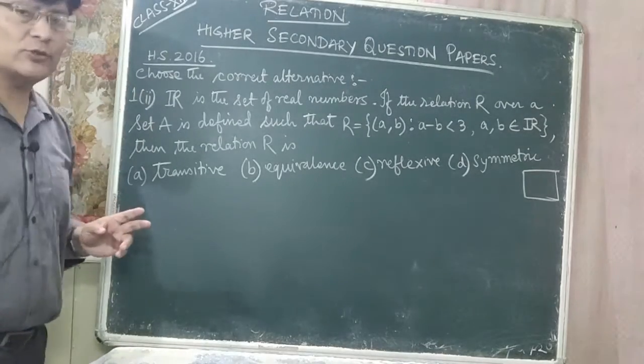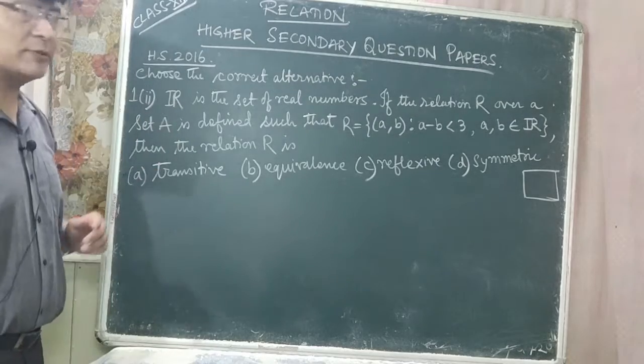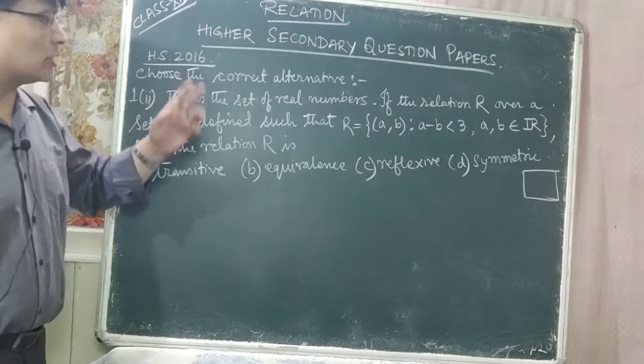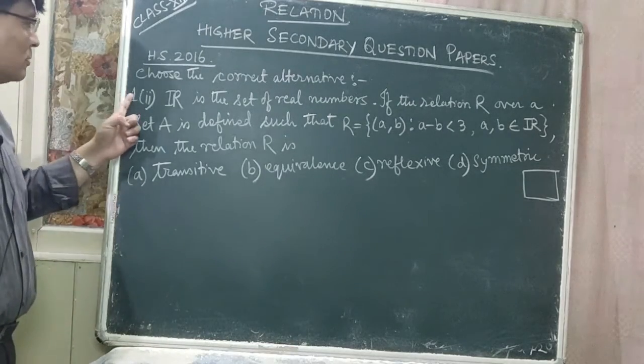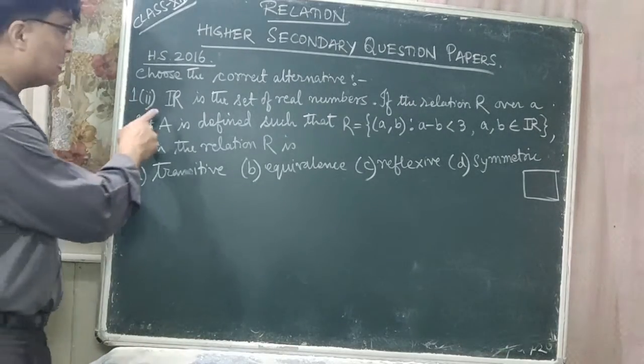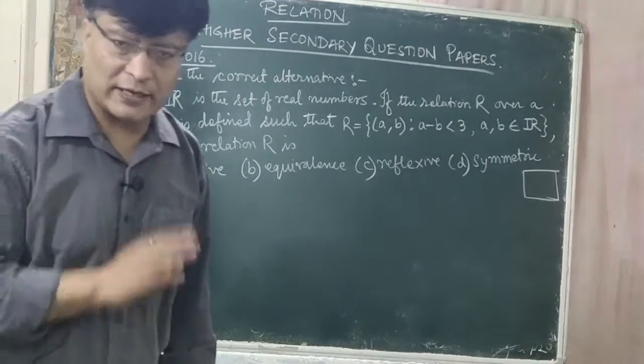In this case also this question is from objective questions. This is also objective type of questions. Choose the correct alternatives, and this question carries 1 mark. Okay, so number 2 is, here it is given that R is the set of real numbers. Real number means all defined numbers.